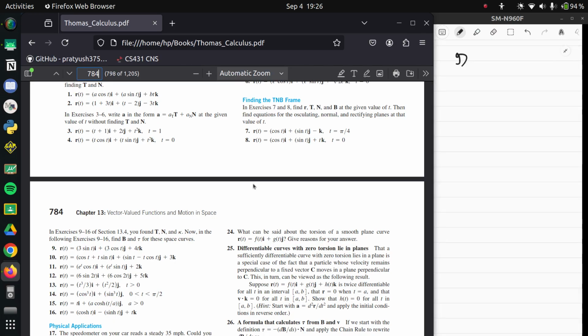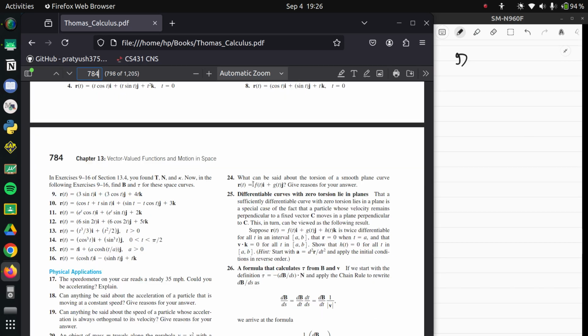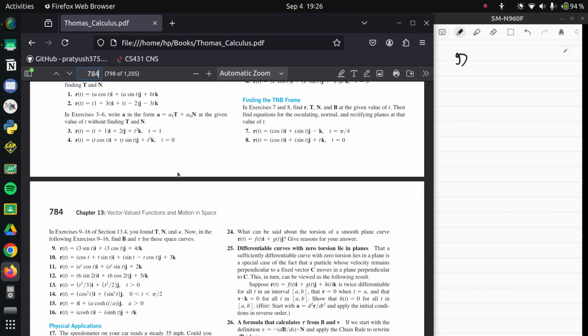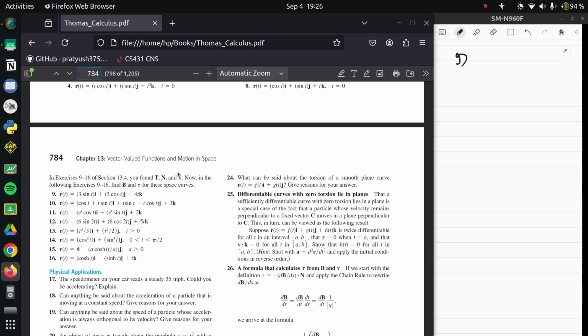Ninth question is in exercise 9 of 16, you found 13.4. Okay, in the previous one, you found t and then kappa. Now in the following, find b and tau for these space curves. So beta and tau, the binomial vector and tau. Oh, don't tell me you will have to calculate everything once again.